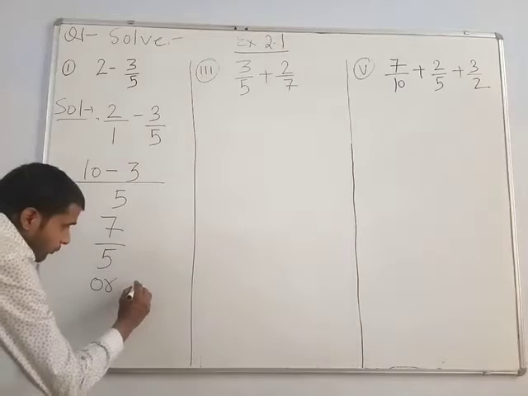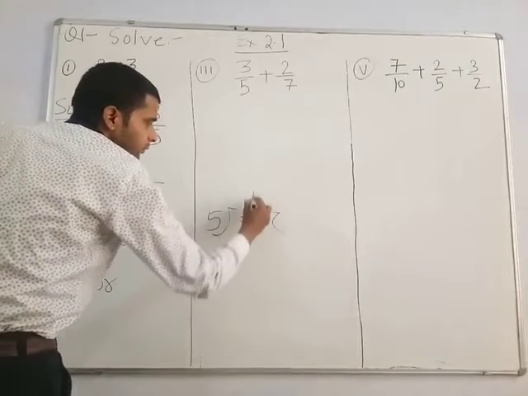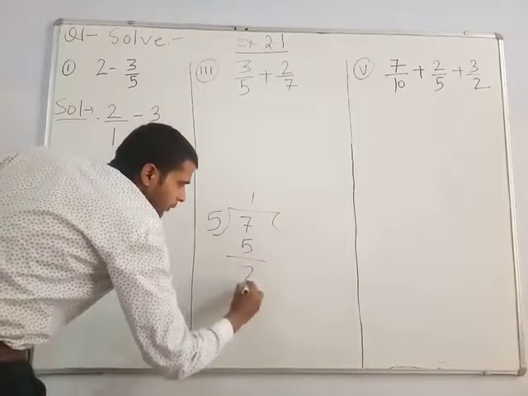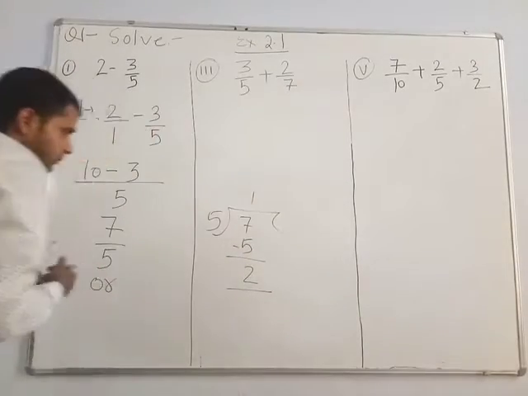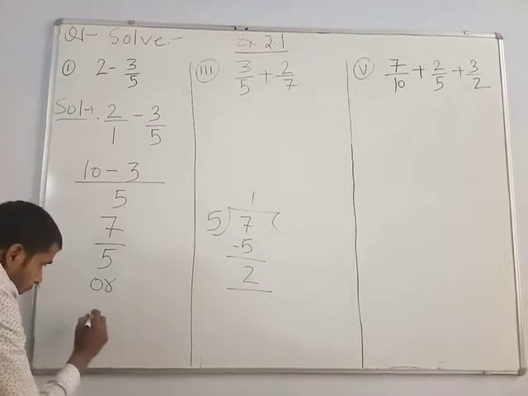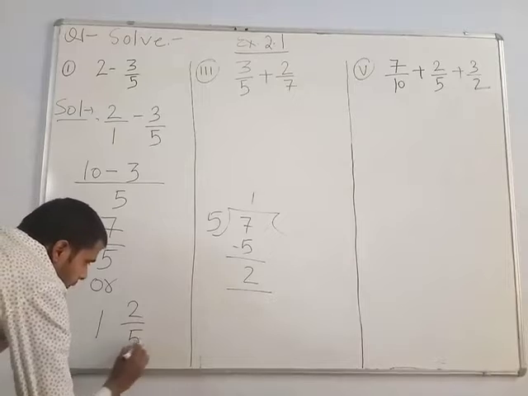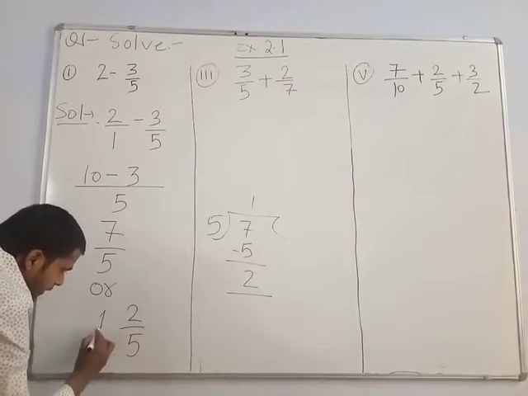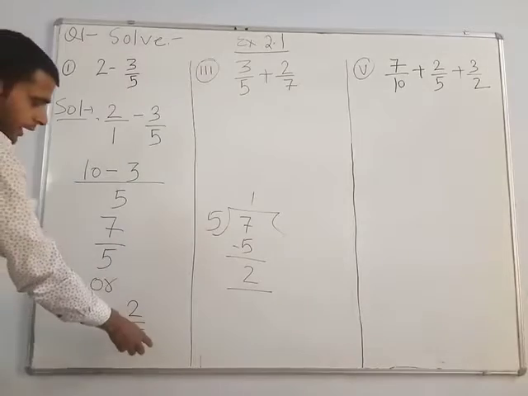Or you have to write 7 upon 5. So you divide 7 by 5: 5 ones are 5, remainder 2. So you have to write 1 and 2 upon 5. This is a mixed fraction. Okay. Either you write this or you write this.